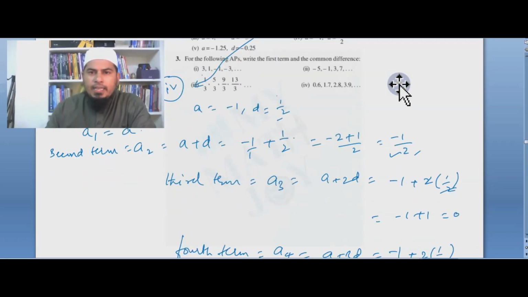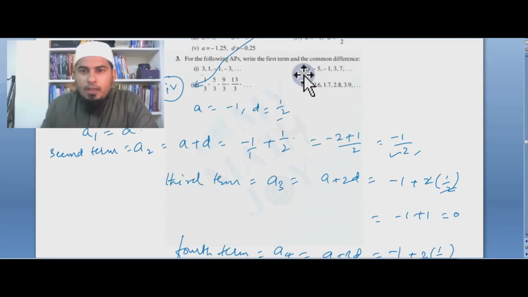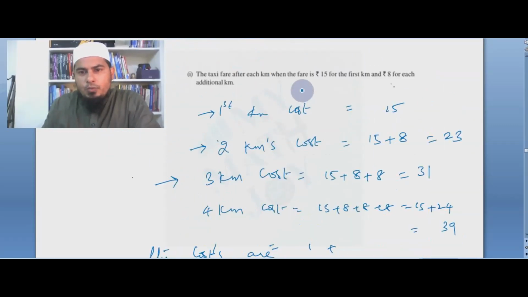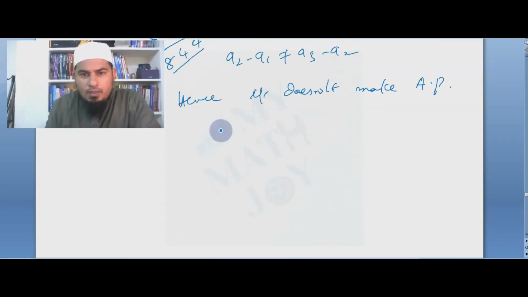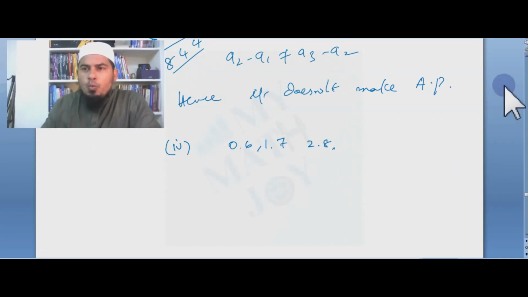He wants us to find these for the given terms. He told us these are APs, and AP means there will be a common difference. So the first term is, very easy. You can pick any one question you want. For example, I want to do this one: 0.6, 1.7, 2.8, and 3.9.